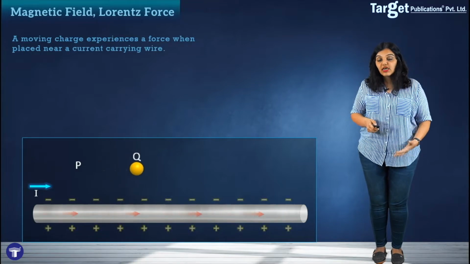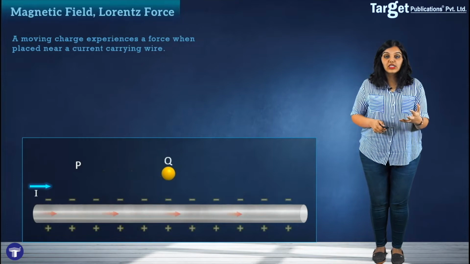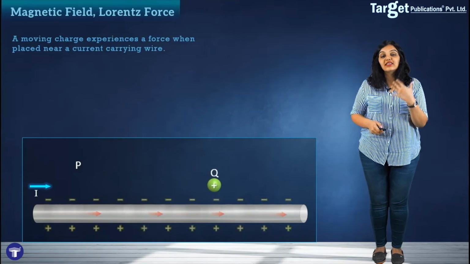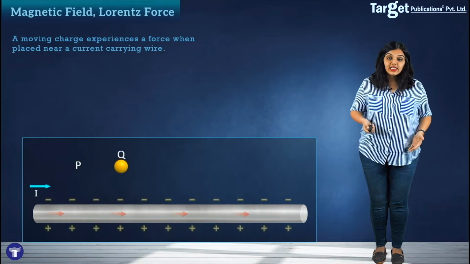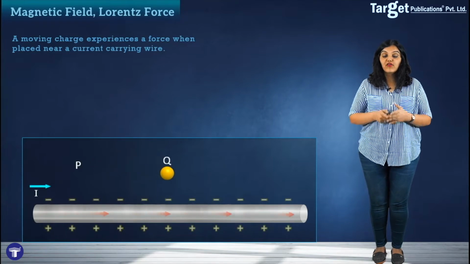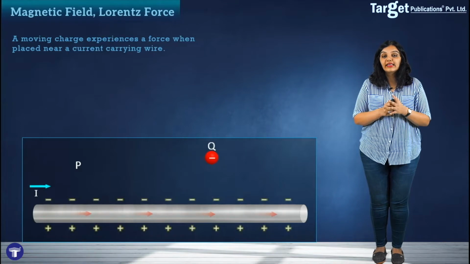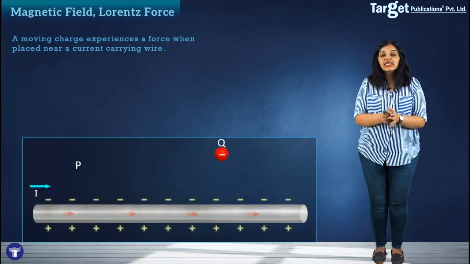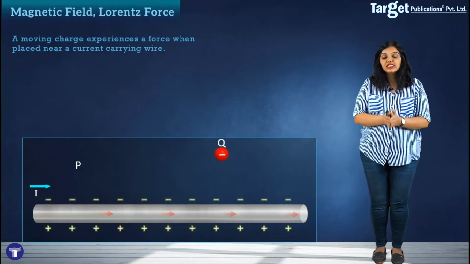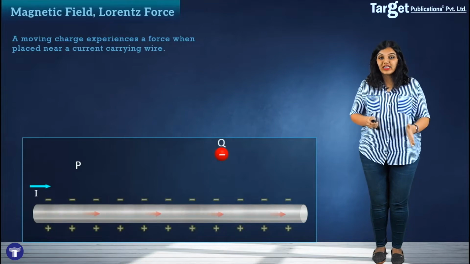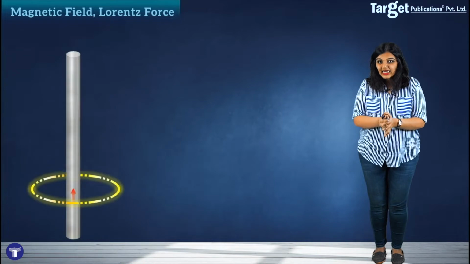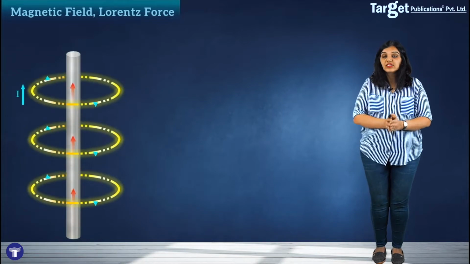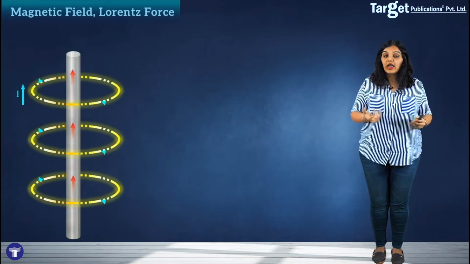And it is observed that positive charges experience a force in a direction which is opposite to the direction in which negative charges will experience a force when placed in a magnetic field. So you see that we have to first find the force acting on a moving charge when it is placed in a magnetic field. So let's try to find out why exactly it experiences a force. I mean, this charge is not touching the wire at all.